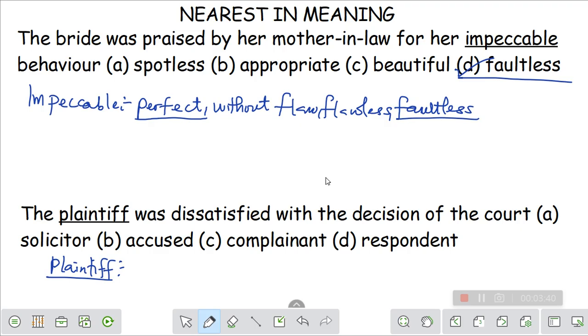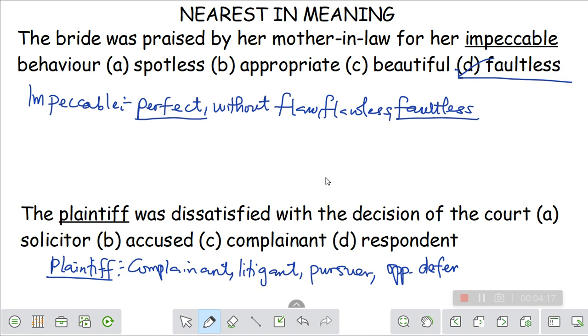So the meaning of plaintiff can be complainant. That's the first thing. You by now would have seen it in the options. It can also be litigant. It's also the same thing. It can also be a person that sues you. It can also be pursuer, and so on and so forth. The opposite of plaintiff is defendant. These are just the terms that you use in courts.